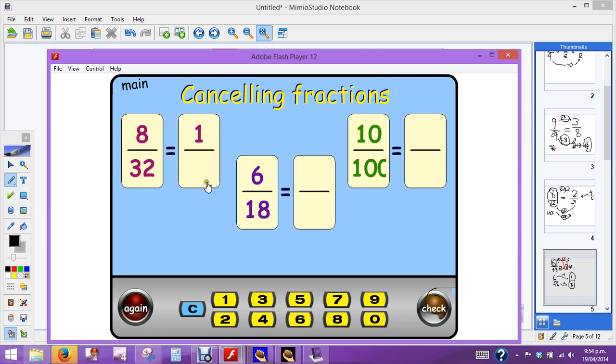So that's another way of saying a quarter. And if you think about it, 8 is a quarter of the way towards 32. So it is the same as a quarter.